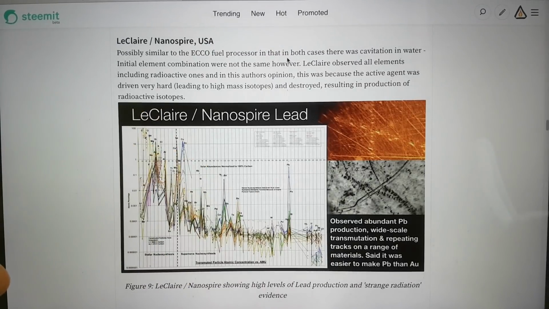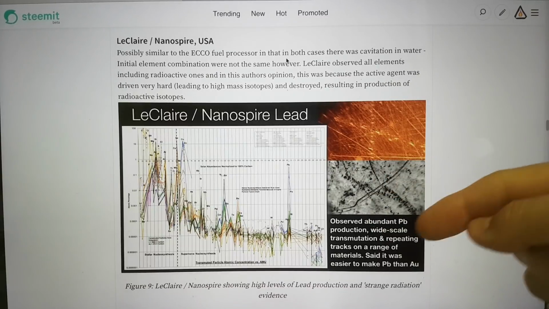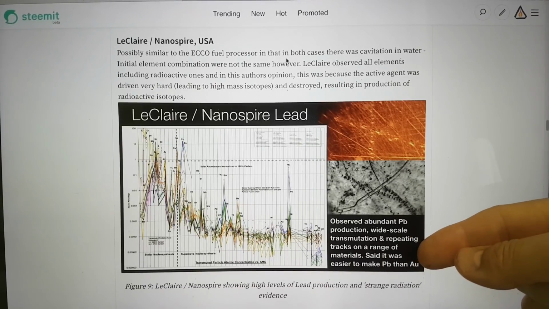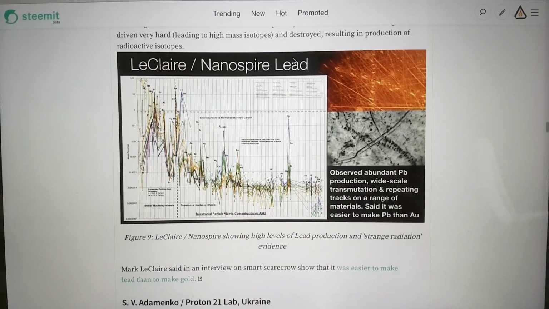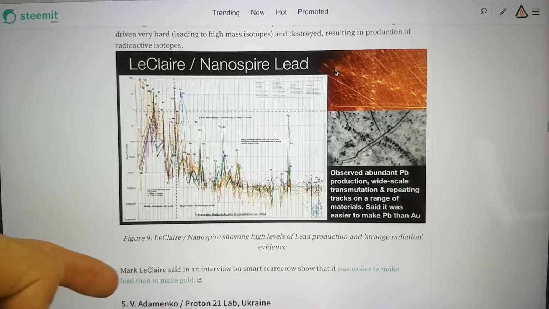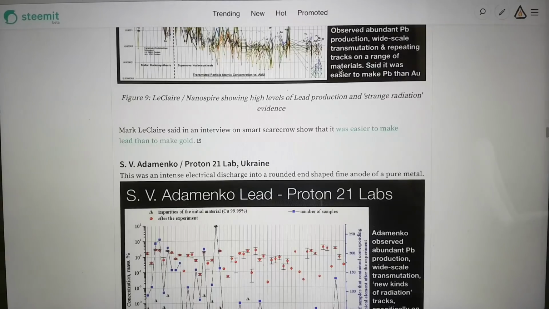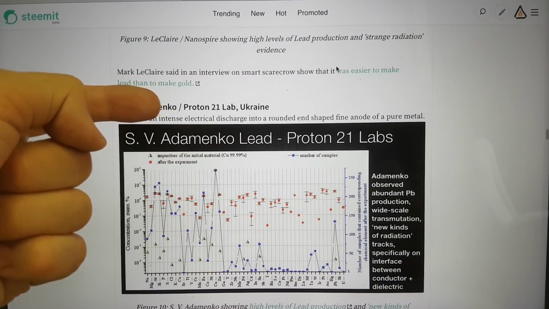Now, the other thing that he did observe was these tracks on various different materials. So, just summarising, he observed abundant lead production, wide-scale transmutation, and repeating tracks on a range of materials. And he said very clearly it was easier to make lead than gold when he was asked. And I've got a link to the interview where he said that on the Smart Scarecrow show. Now, another example would be SVA Dominque Proton 21 lab in Ukraine.